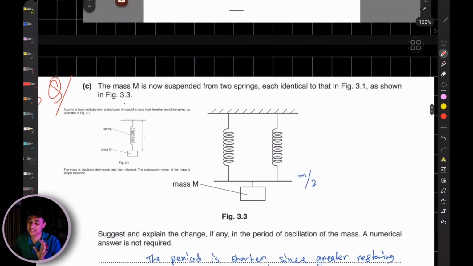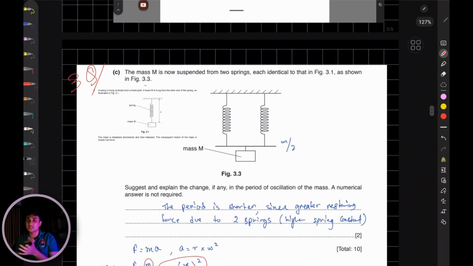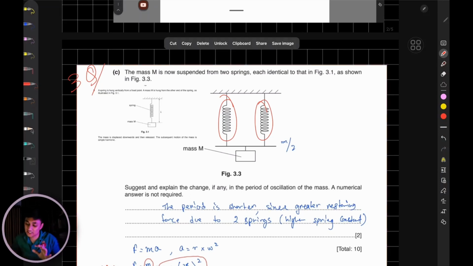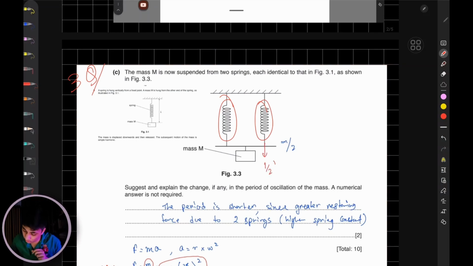Now the situation has changed. Now they've changed the situation into bringing in 2 identical springs. 2 same springs are pulling the same mass m. Therefore, each spring is pulling half m. So this spring is pulling half of m. This spring is also pulling half of m. Great. So 2 springs are now pulling the same amount of mass.